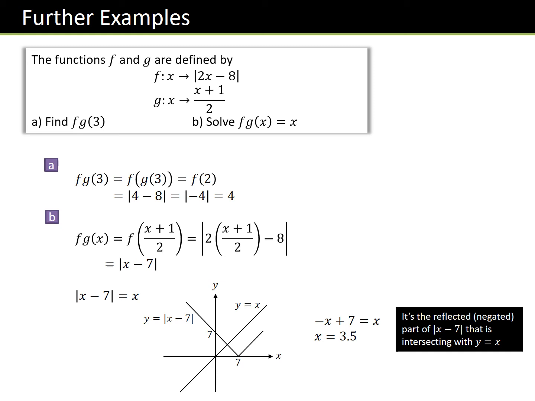And now I put the line y equals x in it. These two lines are parallel, so therefore there's only going to be one solution because they both have the same gradient. So it crosses on the negative arm of the modulus function, where the modulus function is 7 minus x. So 7 minus x has got to equal x, so x has got to be 3.5.